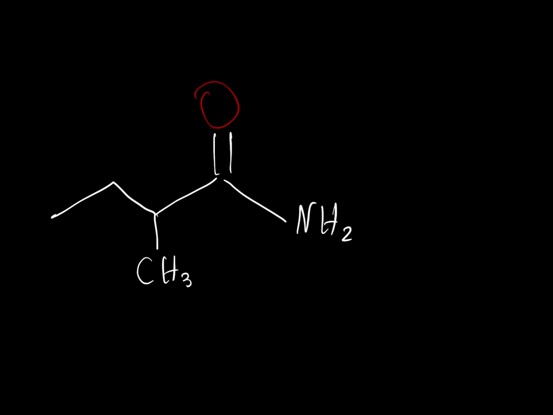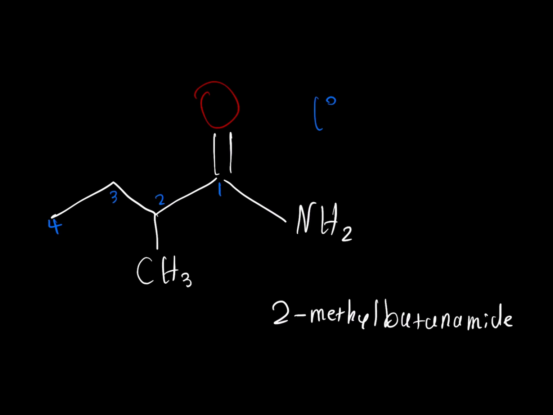How would we name this one? So on this one, in the main chain, we have 4 carbons, and on position 2 we have a methyl. Because we have 4 carbons, it's going to be butanamide, and then for our substituent it would be 2-methyl. And this is once again a primary amide because the nitrogen only connects to one carbon.